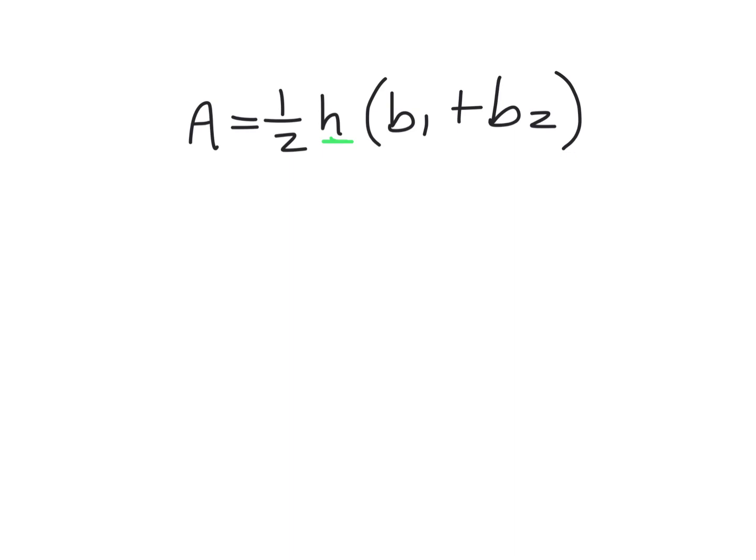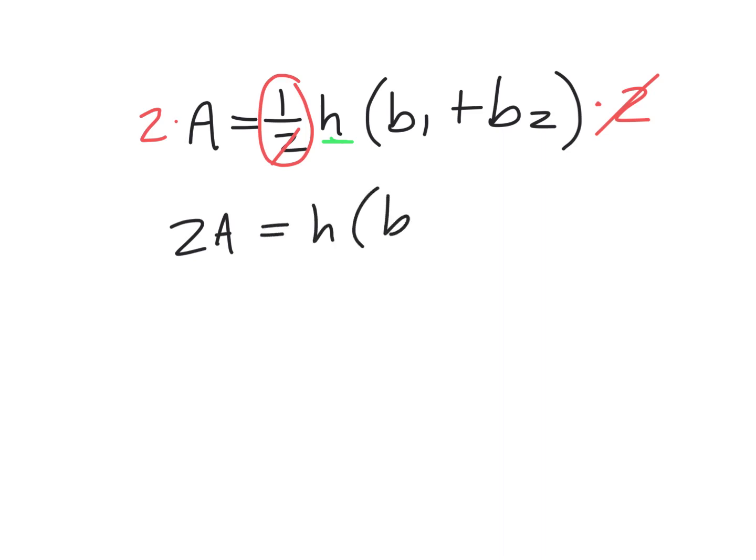Again, I do not like fractions, so I always try to get rid of them. So how can I get rid of this 1/2? Well, really, you can think of it two ways. That's dividing by 2 or multiplying by 1/2. So the opposite of that would be multiplying by 2. So it's going to cancel those. Now on the left-hand side, I have 2a equals h times b1 plus b2.